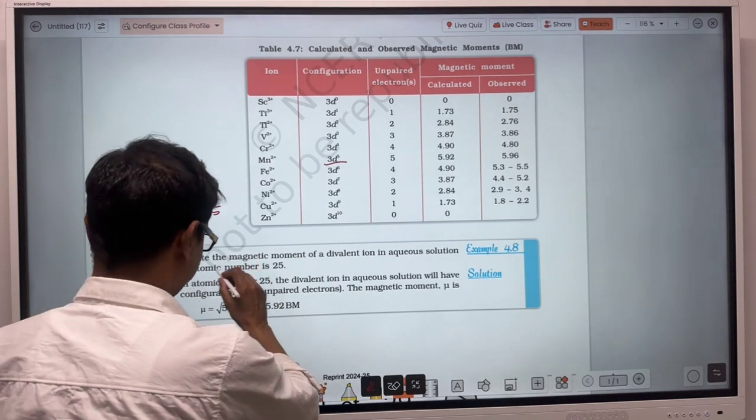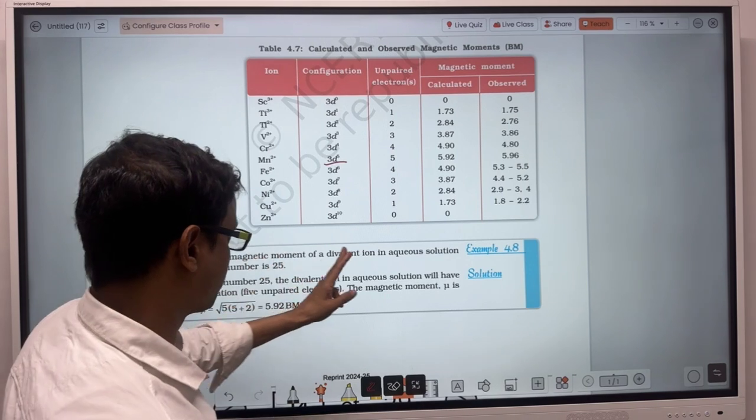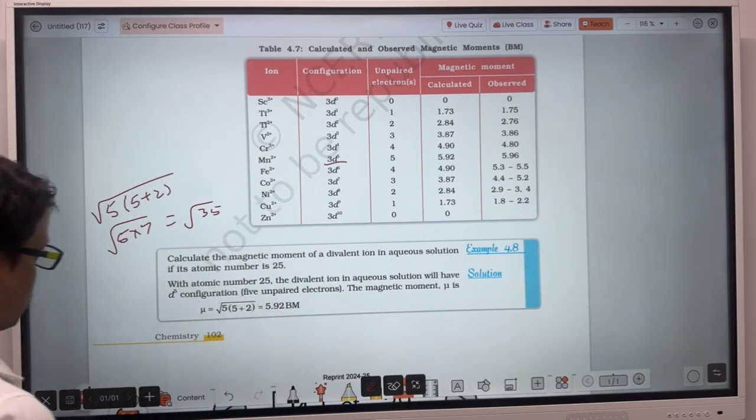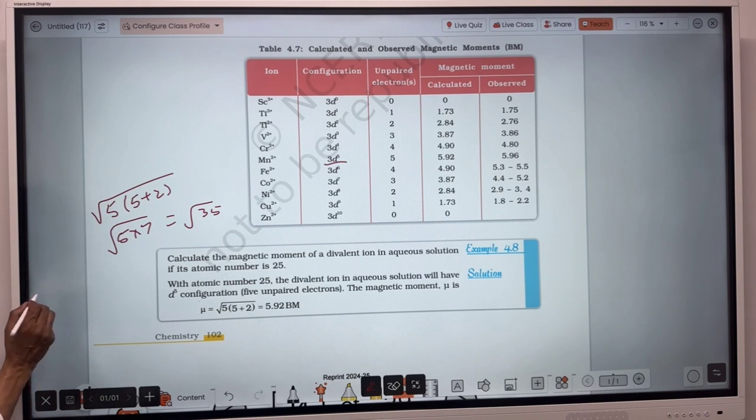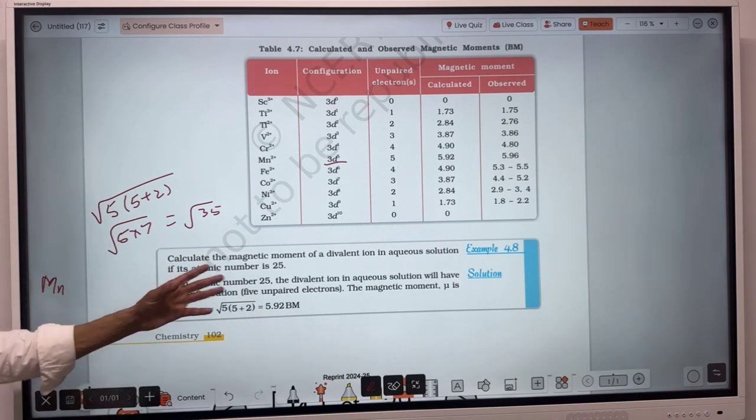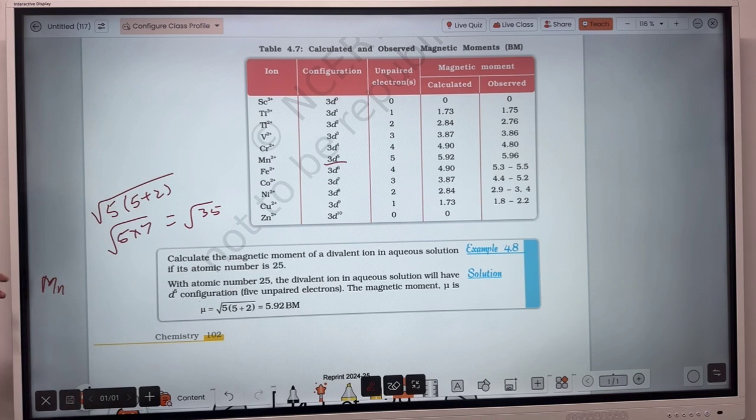Now let's watch this question. Calculate the magnetic moment of a divalent ion in aqueous solution if its atomic number is 25. Listen here, the atomic number is 25. That element is manganese. If you know that, it's okay. If you don't know, it also doesn't matter. The atomic number is 25.